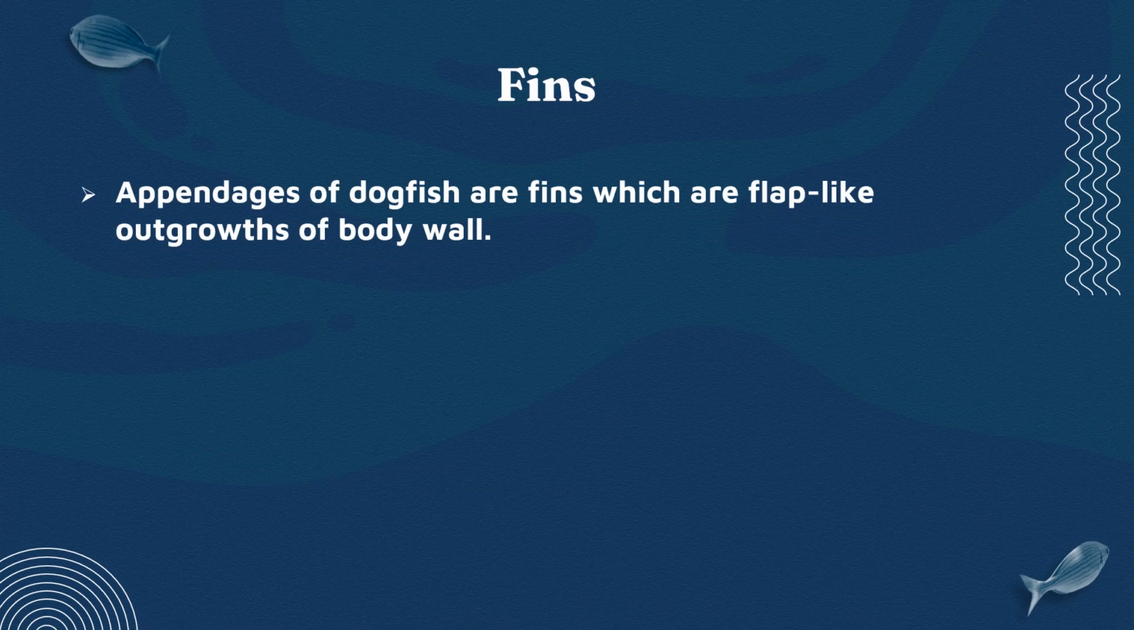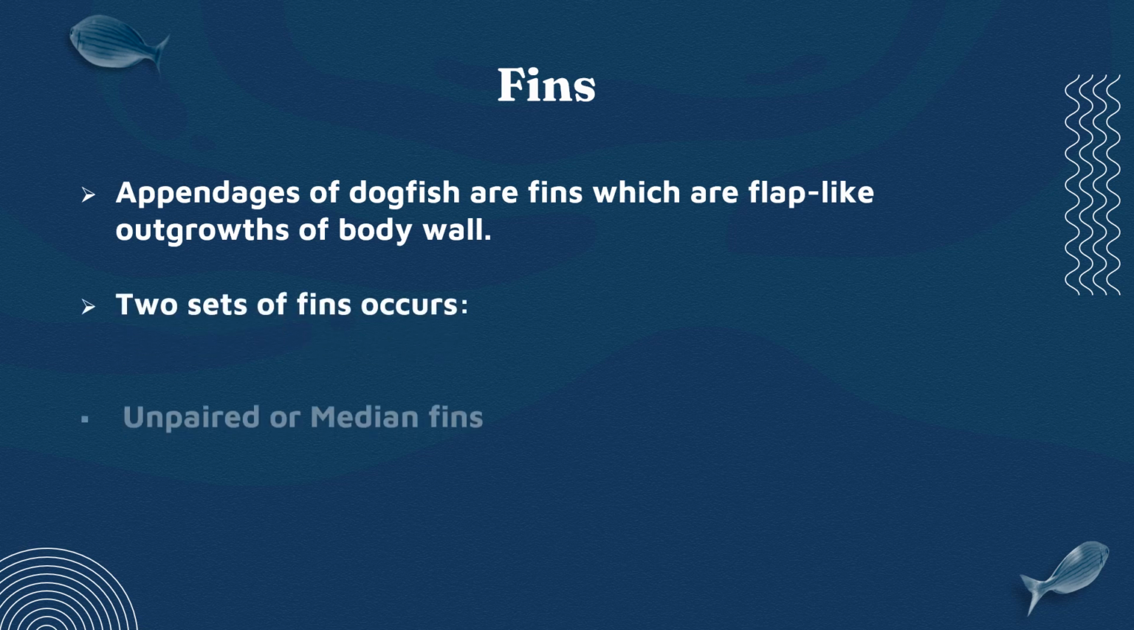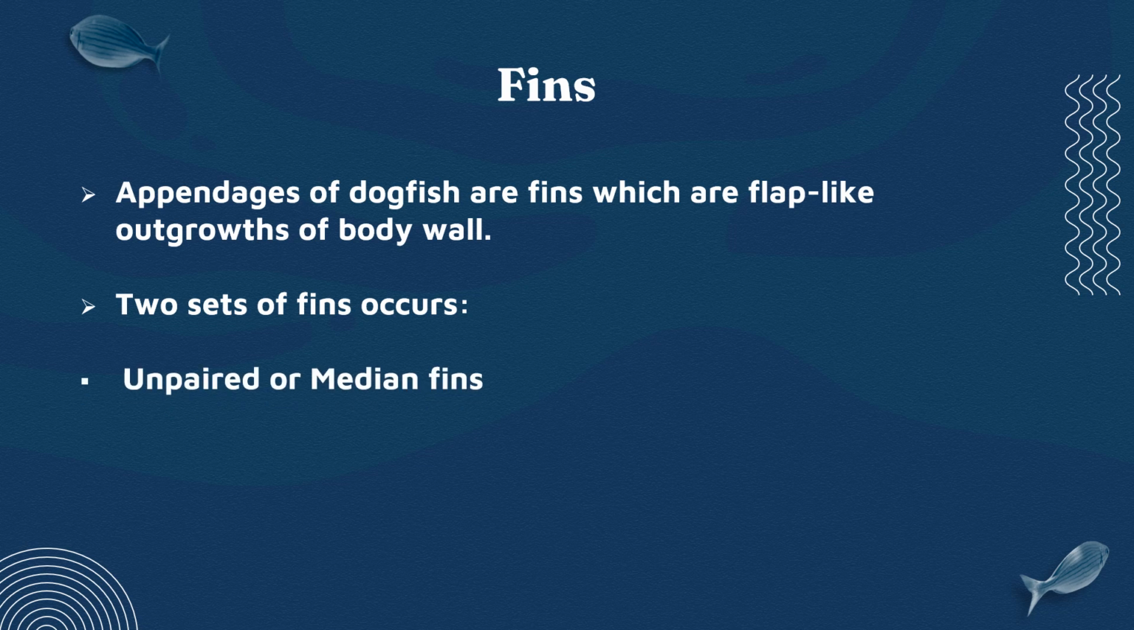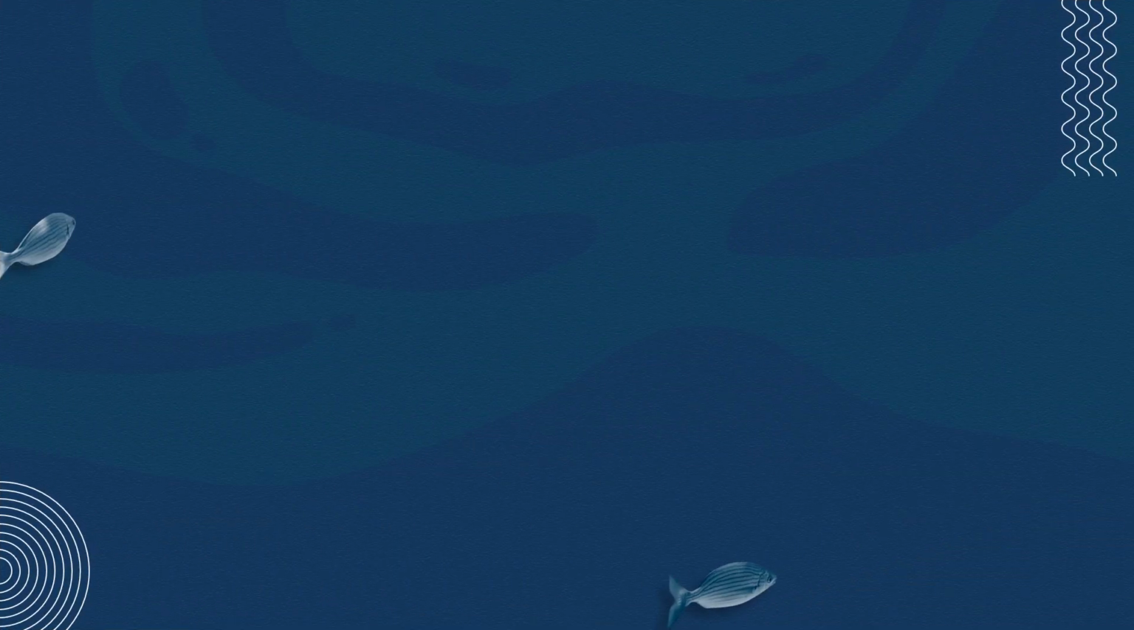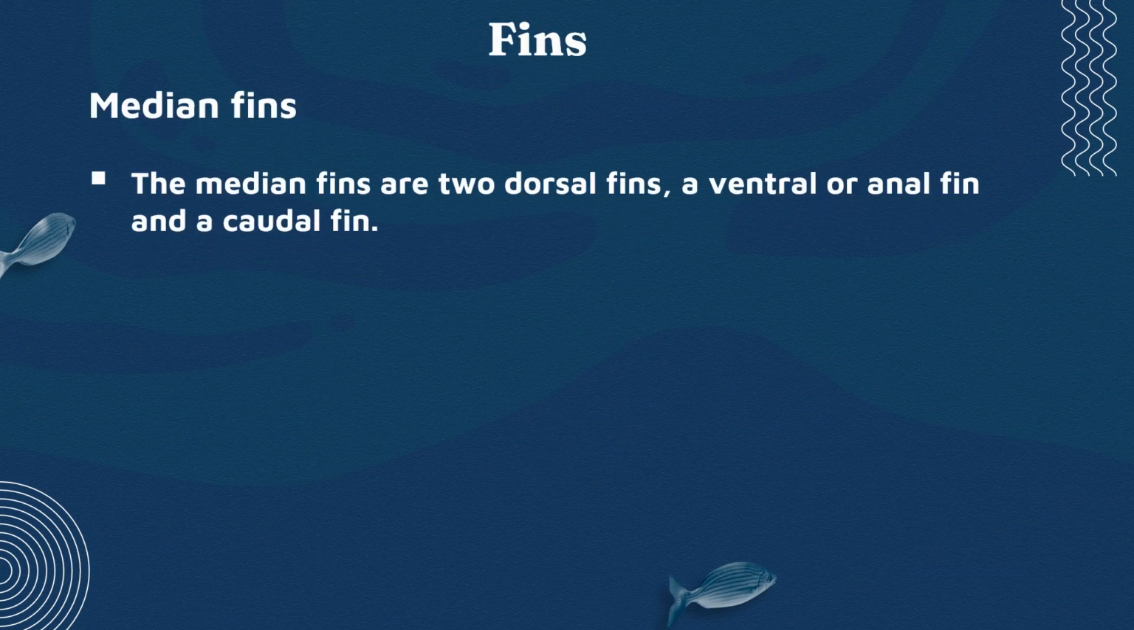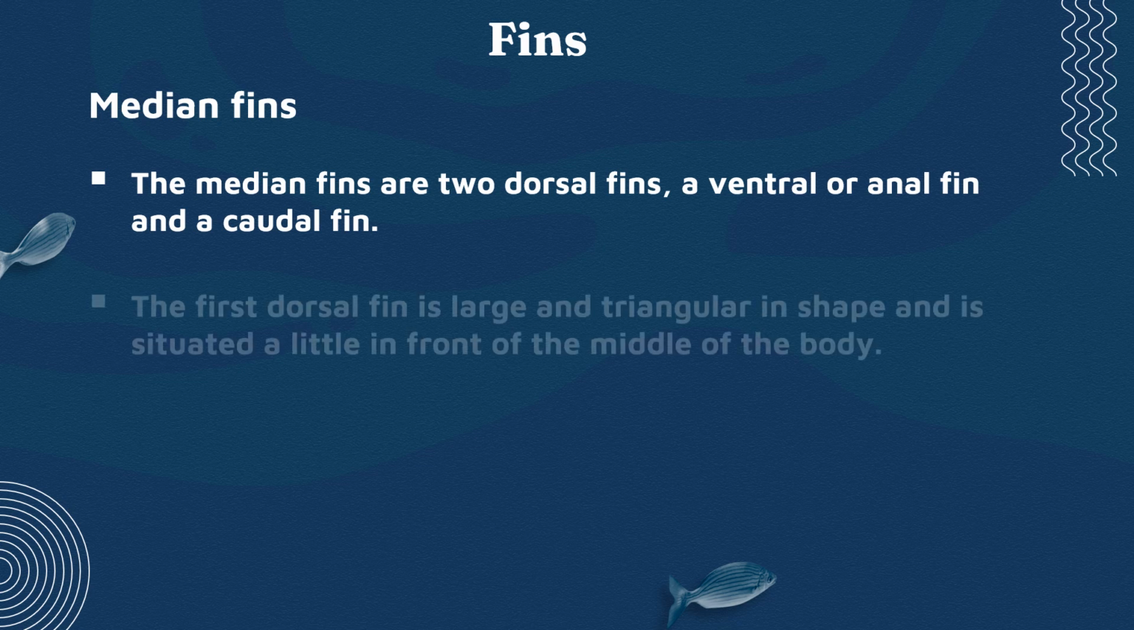Appendages of dogfish are fins, which are flap-like outgrowths of the body wall. Two sets of fins occur: unpaired or median fins, and paired or lateral fins. The median fins are two dorsal fins, a ventral or anal fin, and a caudal fin.